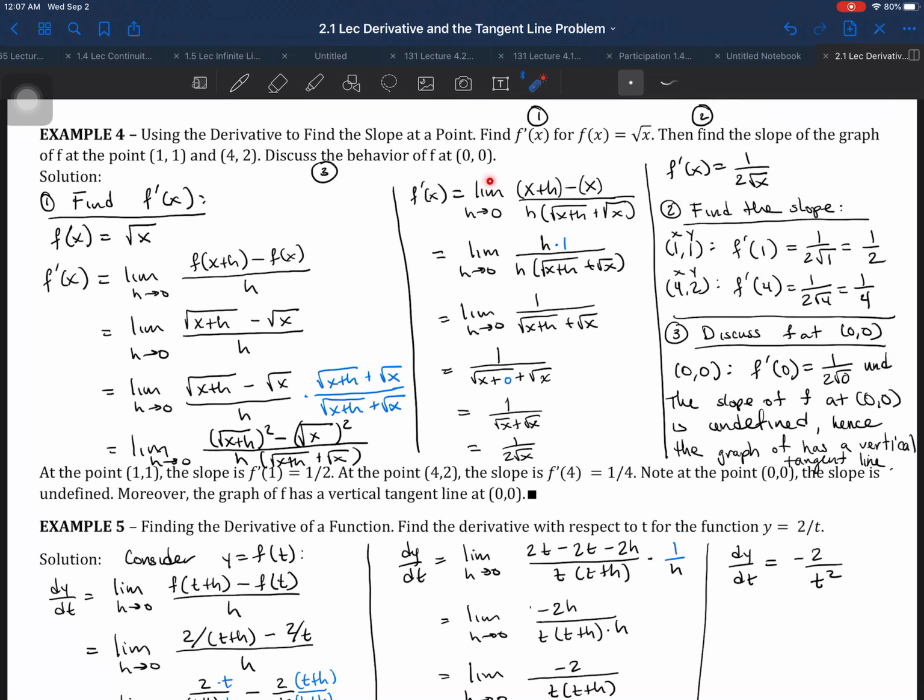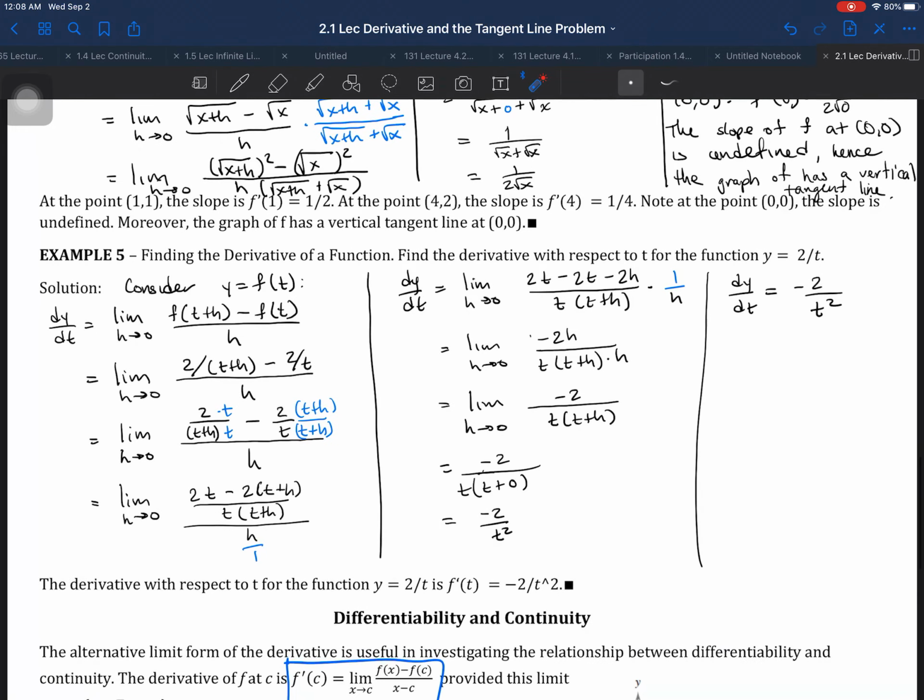And then lastly, we're going to answer the last part of the question. Discuss the behavior of the function at (0, 0). So I'm going to see what happens to the slope at (0, 0). So I'm going to look at the derivative. So here you have x. The x value of this point is 0. So plug in 0 for x in the derivative, and that gives you 1 over 2 times the square root of 0. The square root of 0 is 0, times 2 is 0. So you have 1 over 0. It's going to be undefined. So what I'm saying is that the slope of the function at (0, 0) is undefined. Hence, the graph of f has a vertical tangent line at that point.